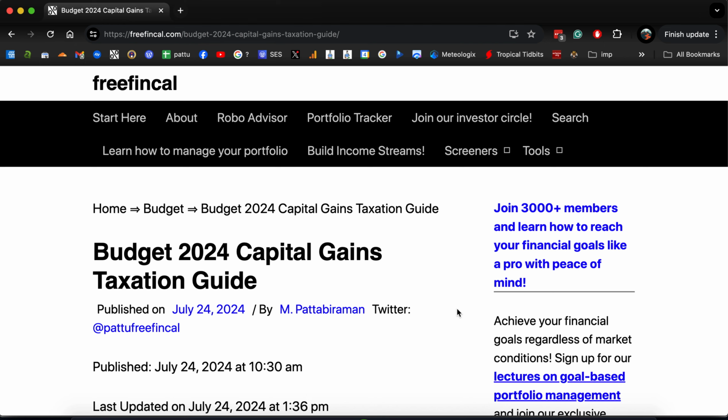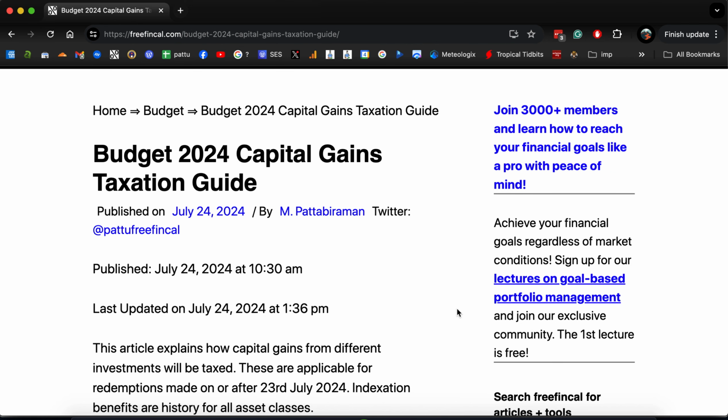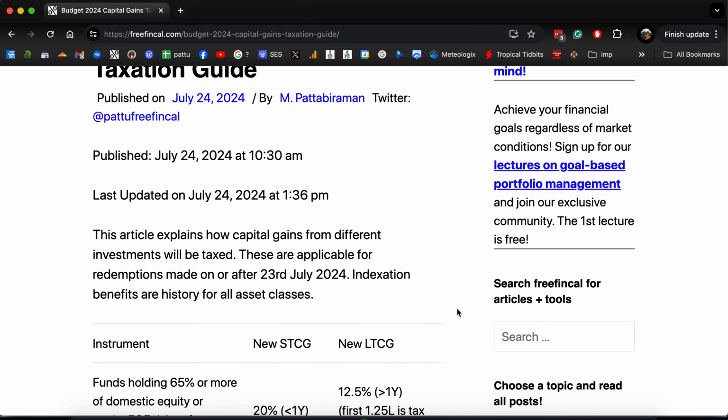Let's discuss how different asset classes will be taxed after the budget 2024. This is a capital gains taxation guide. All these tax rules are applicable for redemptions made on or after 23rd July 2024. There is no indexation benefit at all going forward.